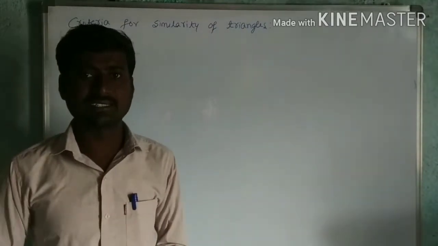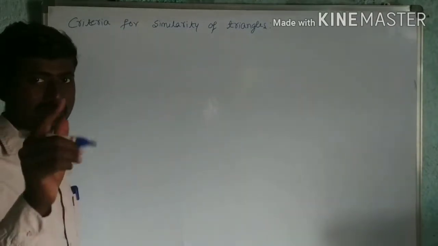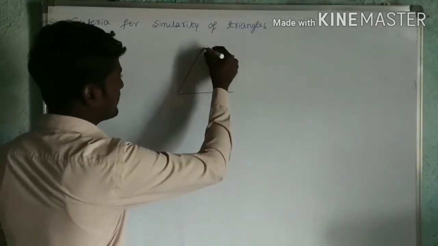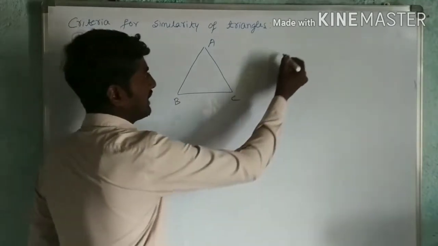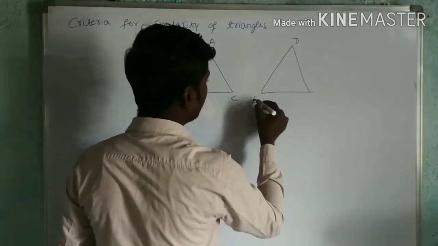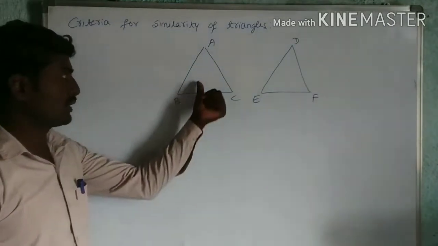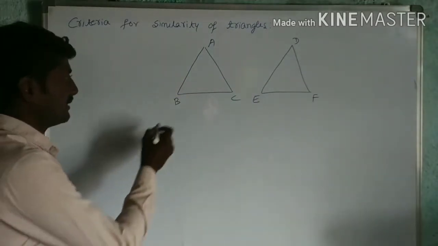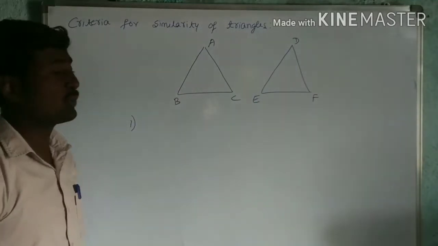Already we discussed there are two conditions. One, the corresponding angles must be the same. So here first I will take two triangles, ABC and another triangle DEF. These are the two triangles. If you are going to say these two triangles are similar, the first condition is what? Corresponding angles must be equal.